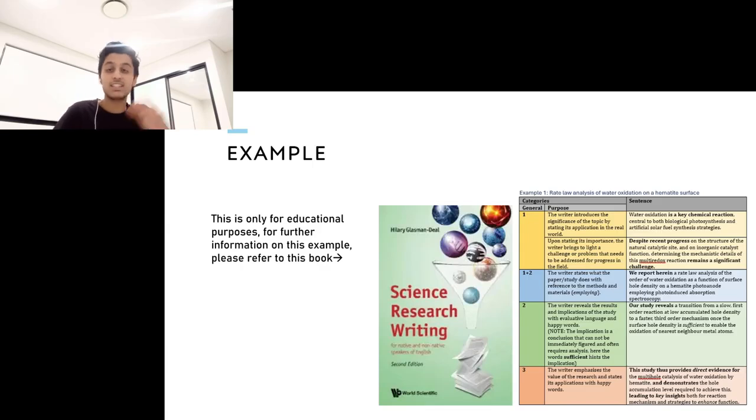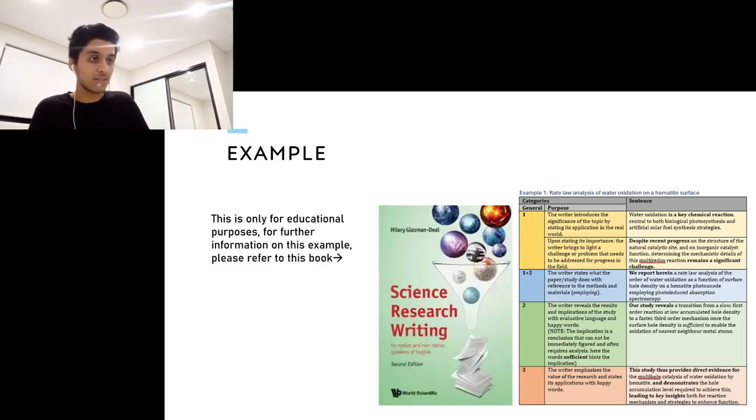This study thus provides direct evidence, that's a happy word, that makes the reader think that this person's research is credible, for the multi-hole catalysis of water oxidation by hematite, and demonstrates the hole accumulation level required to achieve this, leading to key insights. So now you've got two key words, two happy words, both for reaction mechanism and strategies to enhance function. Three key words. That definitely has a great impact on the reader. And so, yeah, this is how you write the abstract.